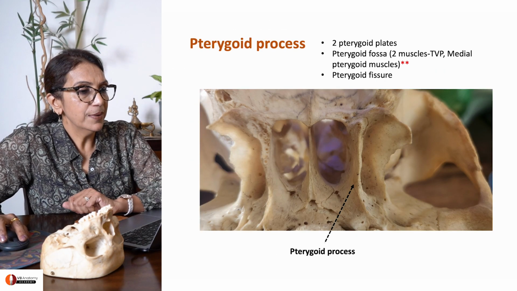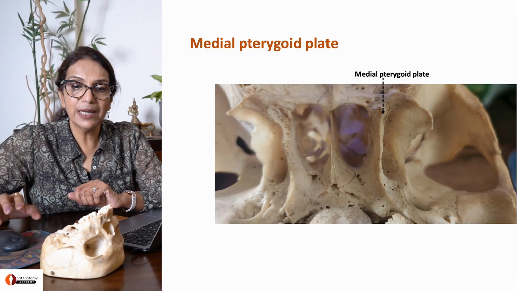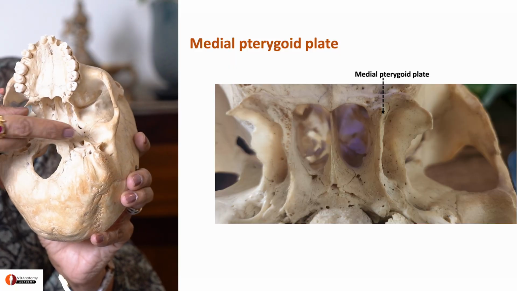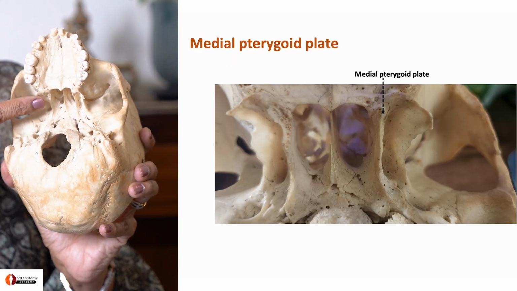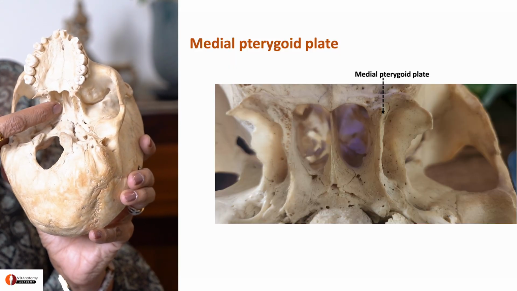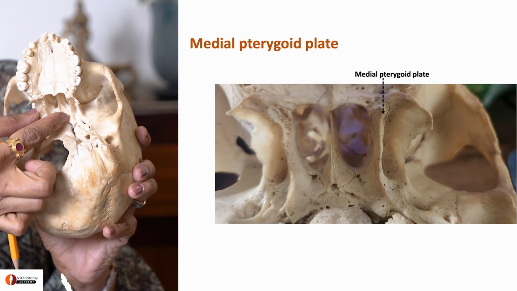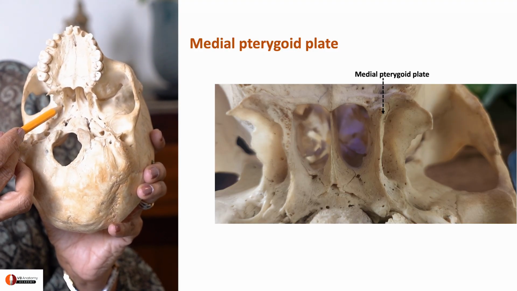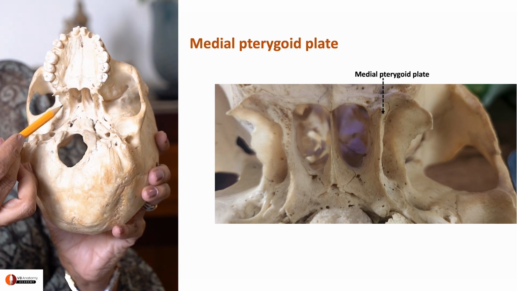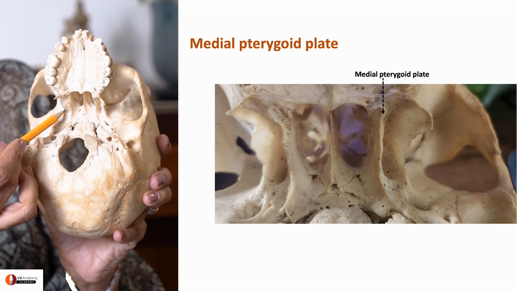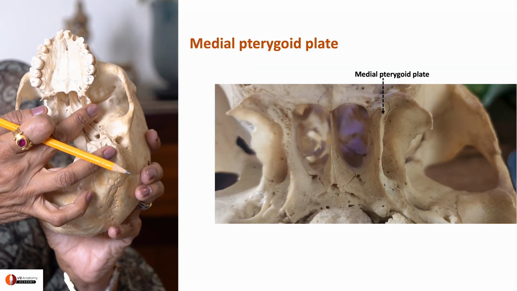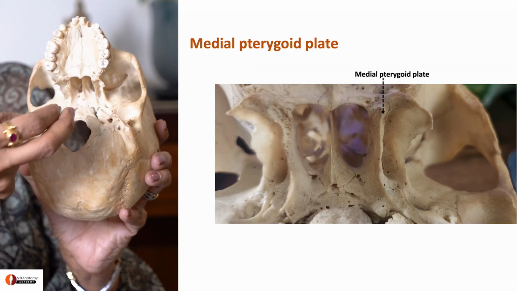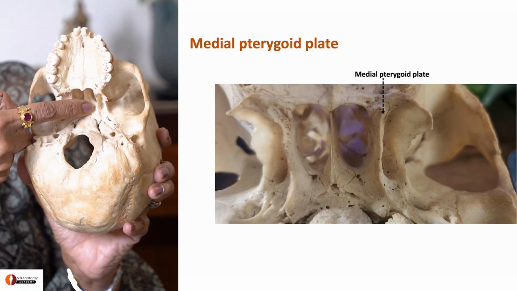So this here is the medial pterygoid plate. On this skull, I want you to note that there is one lateral pterygoid plate, there is one medial pterygoid plate. Can you see these two pterygoid plates with a gap in between? The gap is the pterygoid fossa. This is the medial pterygoid plate, this is the lateral pterygoid plate. The same you will find on the other side as well. And in the middle, you have these two choanae through which you are breathing and the vomer in the middle.